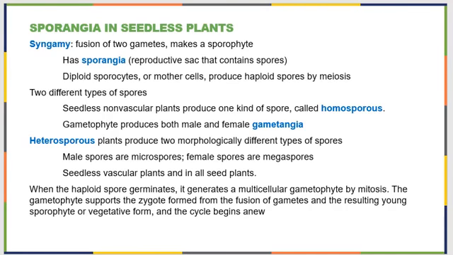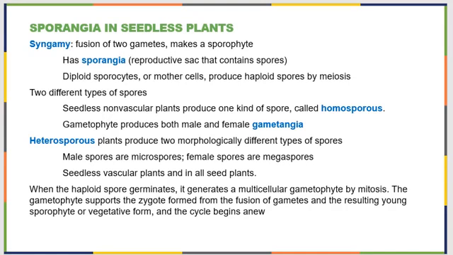Diploid sporophytes, or mother cells, produce haploid spores via the process of meiosis, just like we learned in a previous chapter. Some plants have different types of spores. If a plant only creates one type of spore, and by type I mean sex, technically, one sex of spore, we call them homosporous.